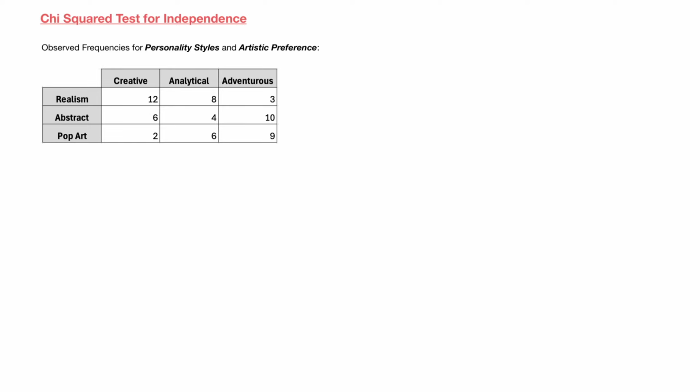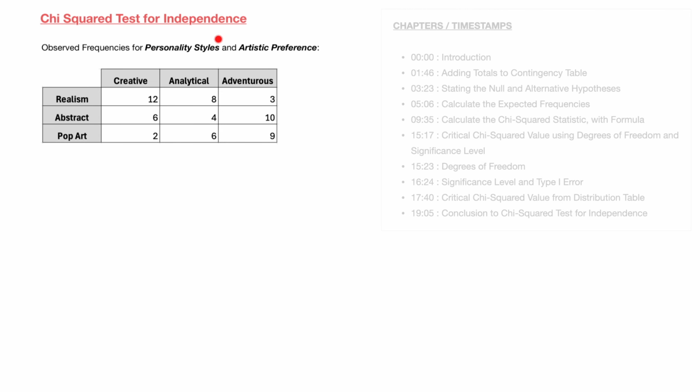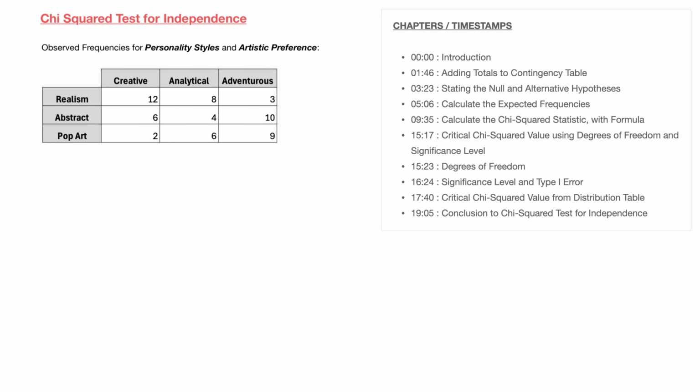Hi everyone, in this video, I'll be showing you how to run a chi-squared test for independence, which is a test which allows us to determine whether two categorical variables, also known as qualitative variables, are independent or associated. And so to learn about the chi-squared test, we'll be working with the example we see here, in which we'll seek to determine whether or not personality styles are independent or associated to artistic preference.